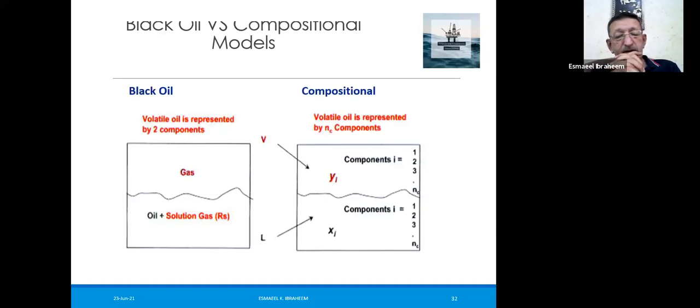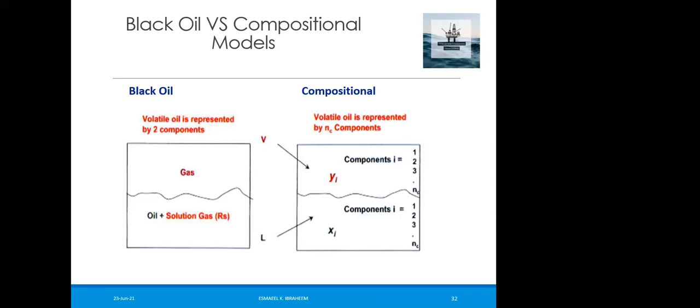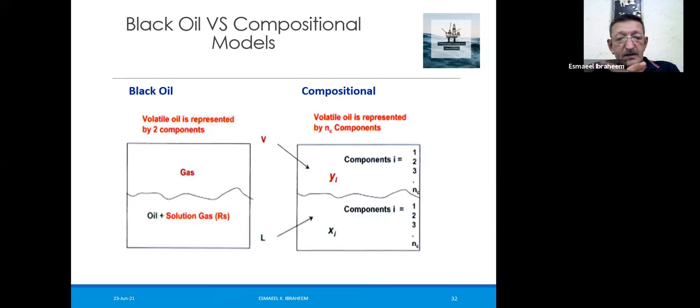These are the differences between black oil and compositional models. This diagram shows you the differences. For example, here we take a black oil. This is for volatile oil represented by two components, gas and oil plus solution gas.